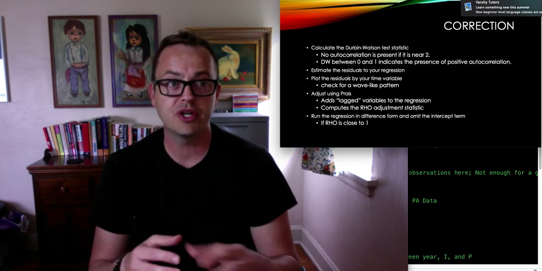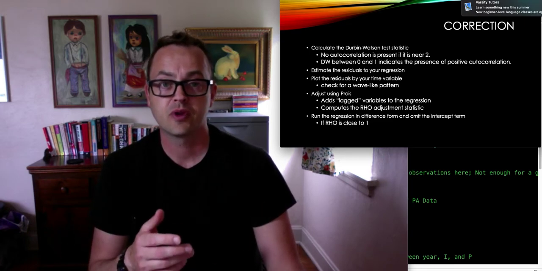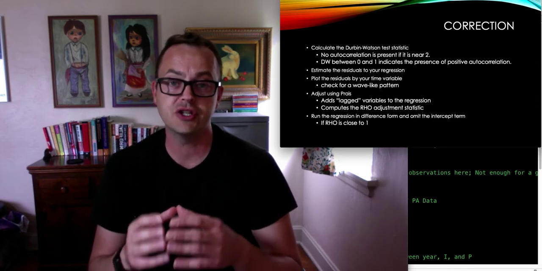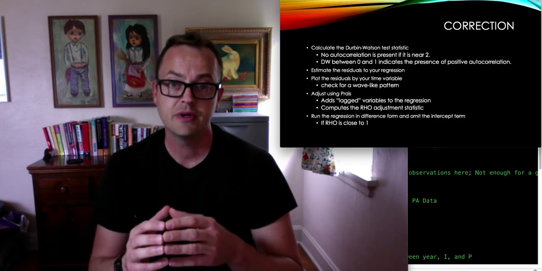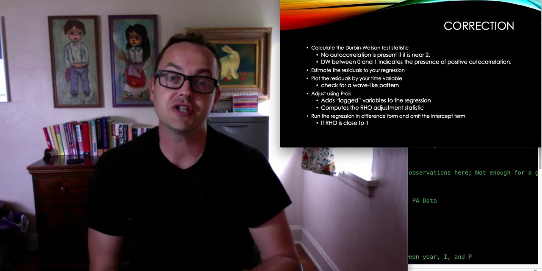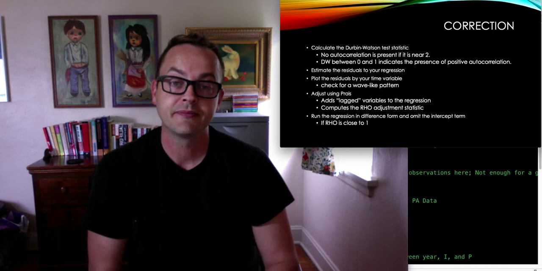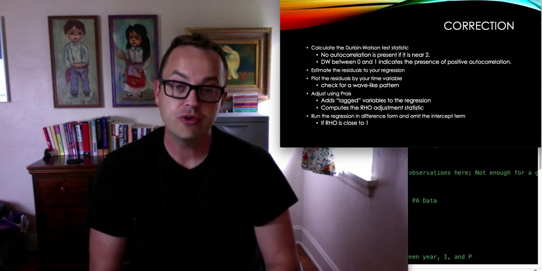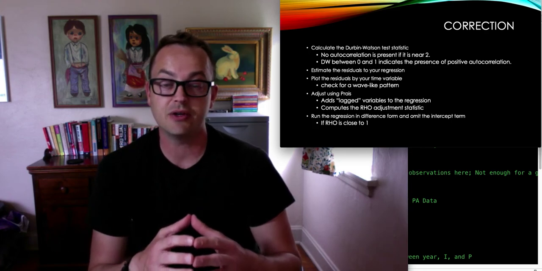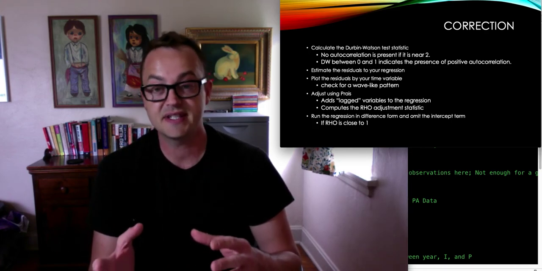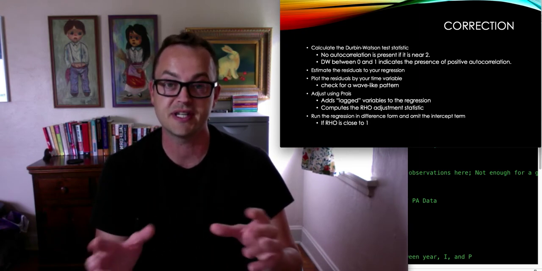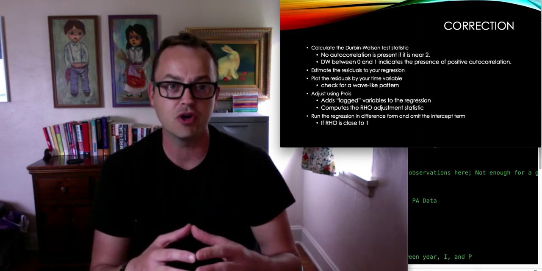So what you want to do is run your regression. After you run your regression, you can estimate your residuals. You can plot those residuals over time and see if that pattern emerges, and I'll show you that in a moment. After you do that, at the same time you want to estimate your Durbin-Watson test statistic, which you can do easily in Stata. Then you plot these residuals and see if that pattern emerges.